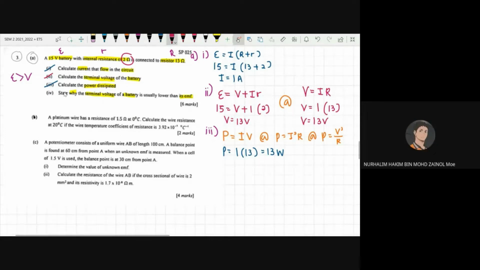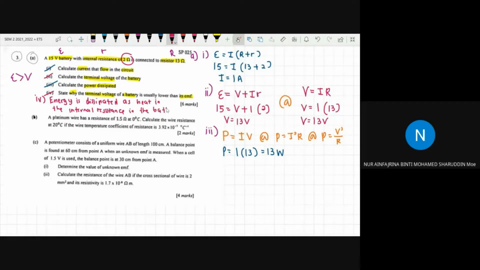Internal resistance. Very good. Due to the internal resistance. So awak boleh tulis macam ni saja. Energy is dissipated as heat in the internal resistance in the battery.